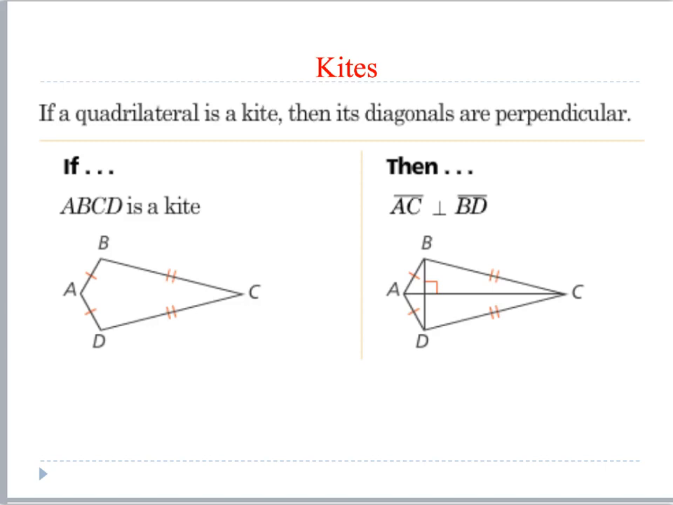All right, our next figure here is a kite. A kite is also a quadrilateral, has 4 sides, and it has some specific things that are true of it. If a quadrilateral is a kite, then its diagonals are perpendicular. So we see in a kite here that we have 2 pairs of congruent sides, so AB and AD are congruent, and then BC and DC are congruent. And if it is a kite, then these diagonals, a line from B to D and a line from A to C, are perpendicular. Remember, perpendicular lines form a right angle.